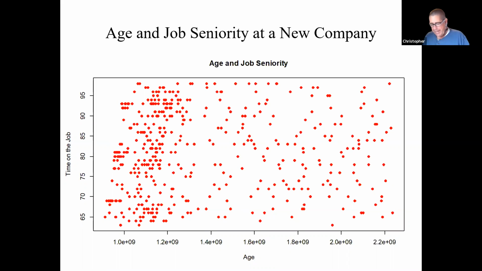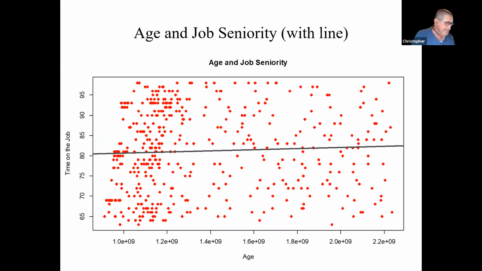Here's age and job seniority. Two things that would normally go together. The people who are older tend to have worked at a place longer. However, this is at a brand new company. And this is the third type of relationship that we might see. What's basically no relationship. When it's a new organization, age isn't related to how long somebody has been at the organization yet. So we would see practically a flat line in a situation like this.